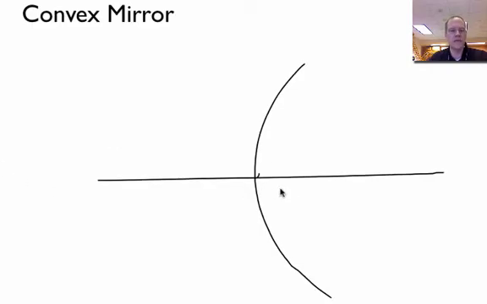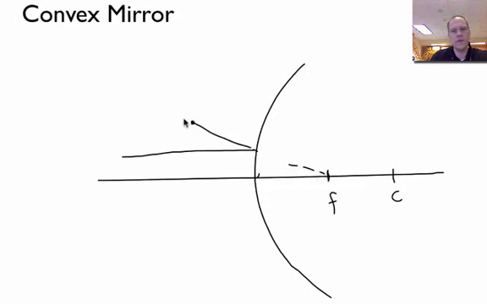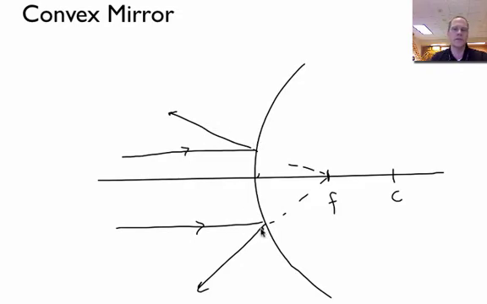So here's a convex mirror. Again, here's our focal point. Here's our center of curvature. And any light ray that comes in parallel will reflect as if it came from the focus. So any light ray that's parallel reflects as if it came from the focus point and reflects like that. So there's the incoming ray, and the reflected ray.